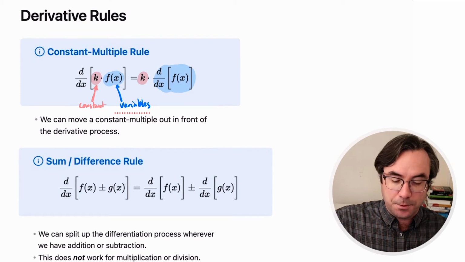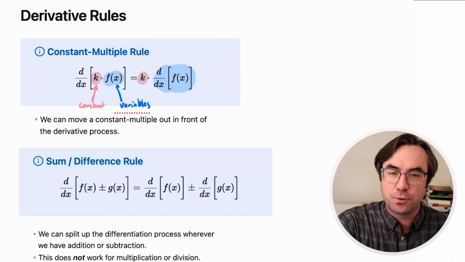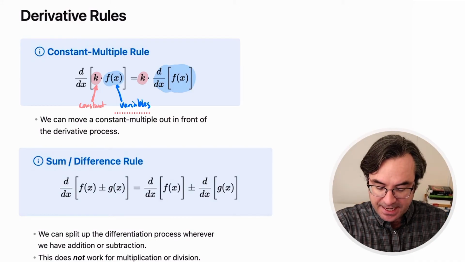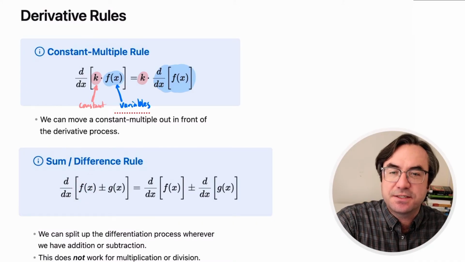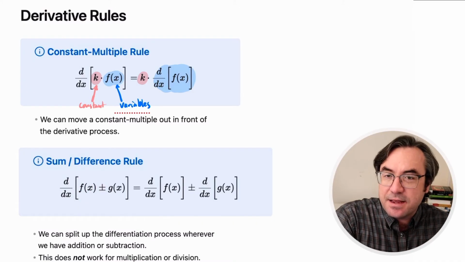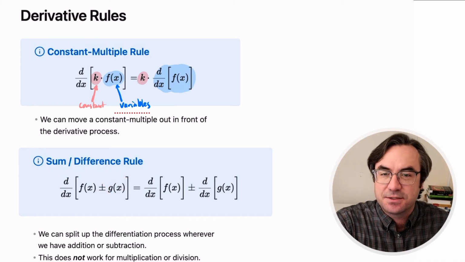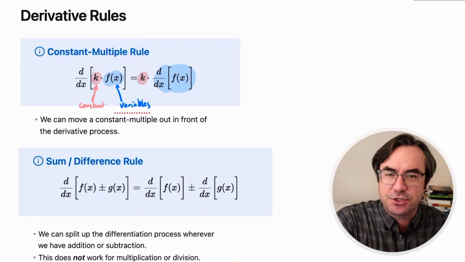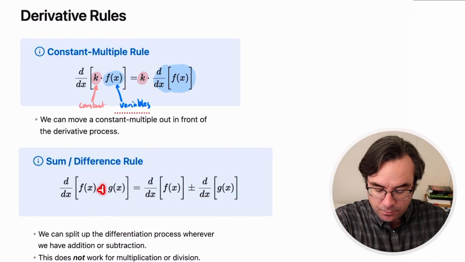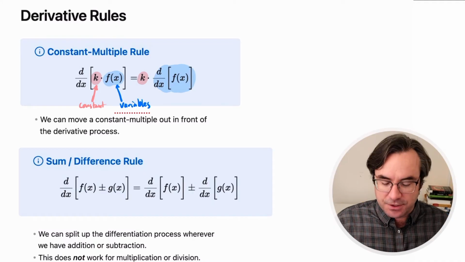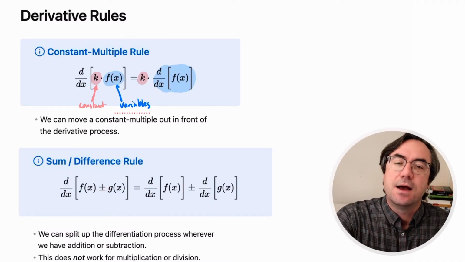Now let's look at the next one, our sum difference rule. What this says is if we have a function f of x, either adding that or subtracting that with a function g of x. So this works for both addition and subtraction, so we just put them together. But normally it would only be one. In an actual function, you're not going to see plus minus. You're just going to see either plus or minus.